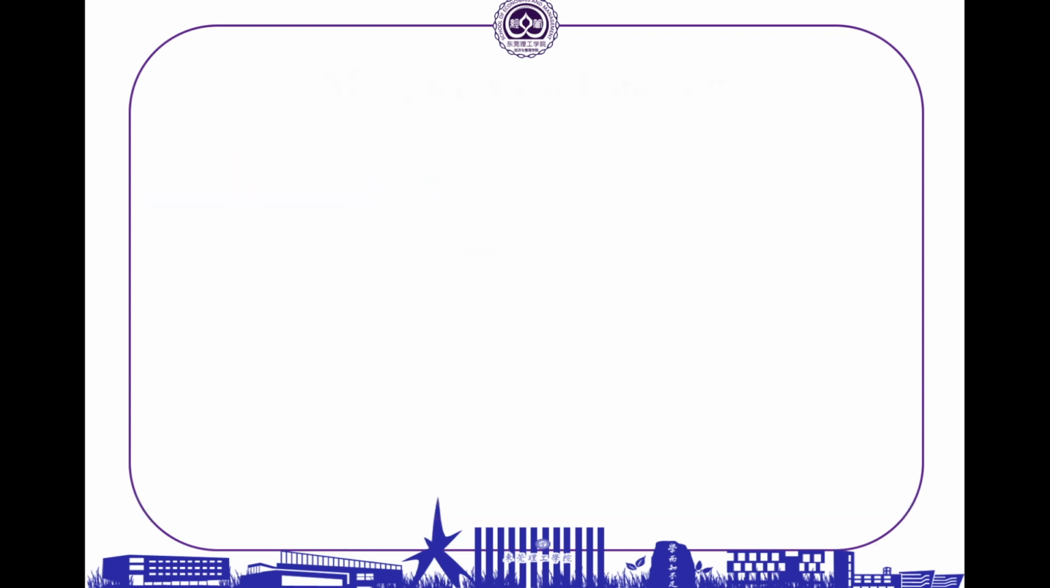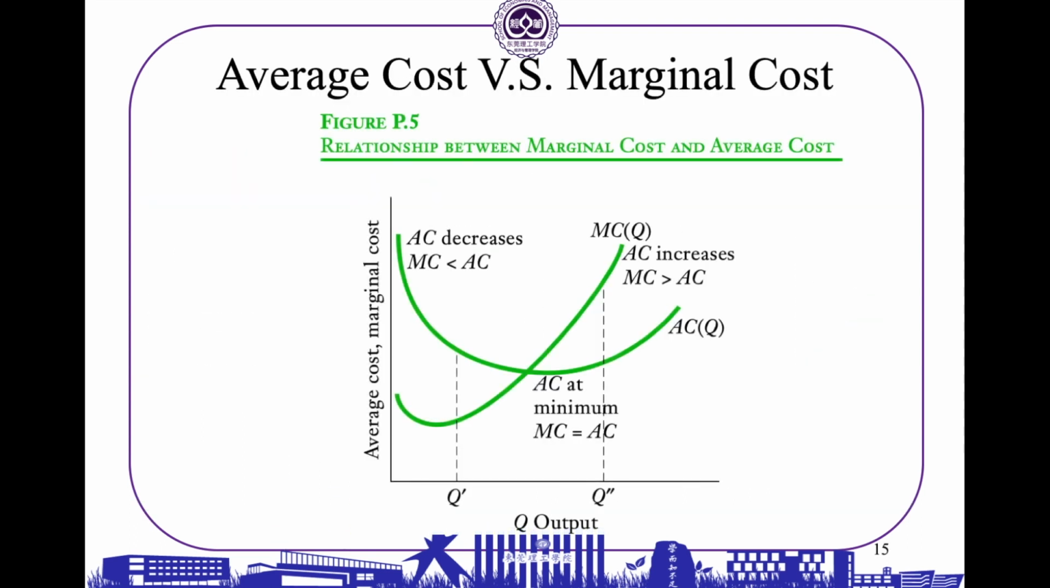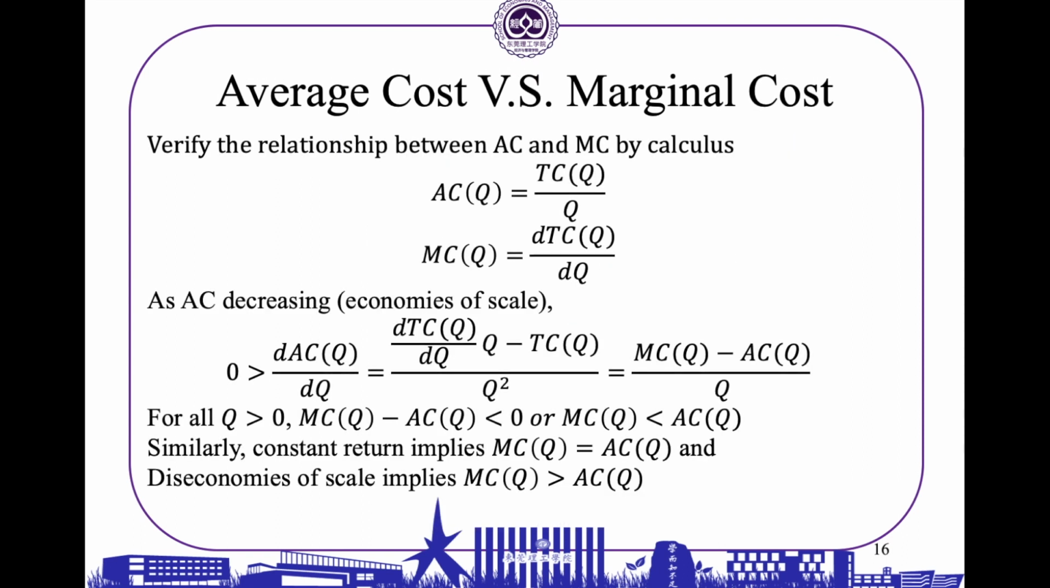When average cost does not equal marginal cost, a more general result can be observed in figure P5. When AC decreases, marginal cost is lower than average cost. When AC increases, marginal cost is higher than average cost. When AC is constant, marginal cost equals average cost.